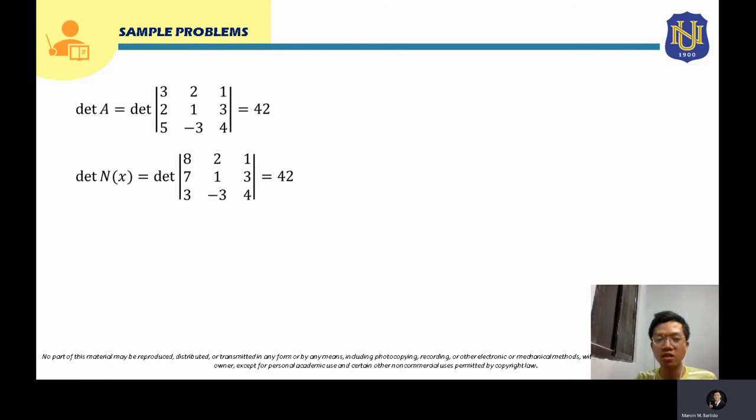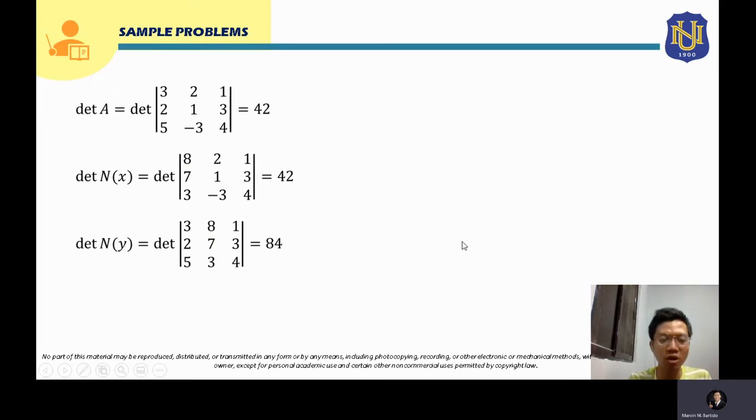Now for the determinant of Nx, that matrix will be obtained by replacing the column wherein the x variable is located, which is the first column. So we will just replace that column with the constants 8, 7, and 3. So solving for its determinant, it will give you 42 as well. So this will be the determinant of Nx. You have to solve this using the basket method, and it will give you 42.